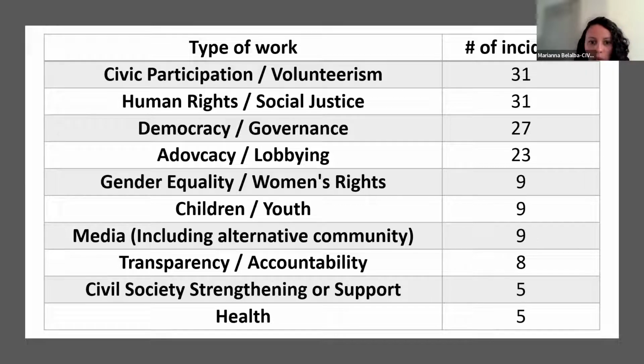I'm going to then share my screen again. And after seeing this type of disaggregation of data, who is the perpetrator? Who are the main target groups? What type of work are they doing?